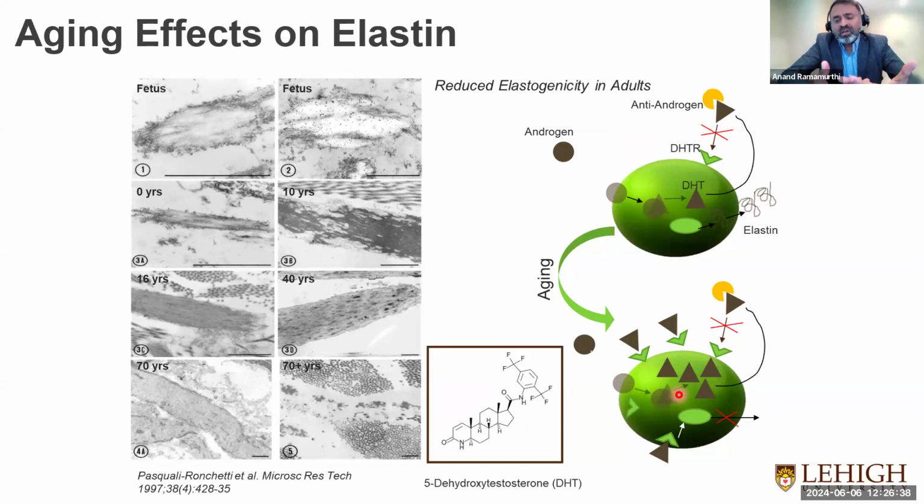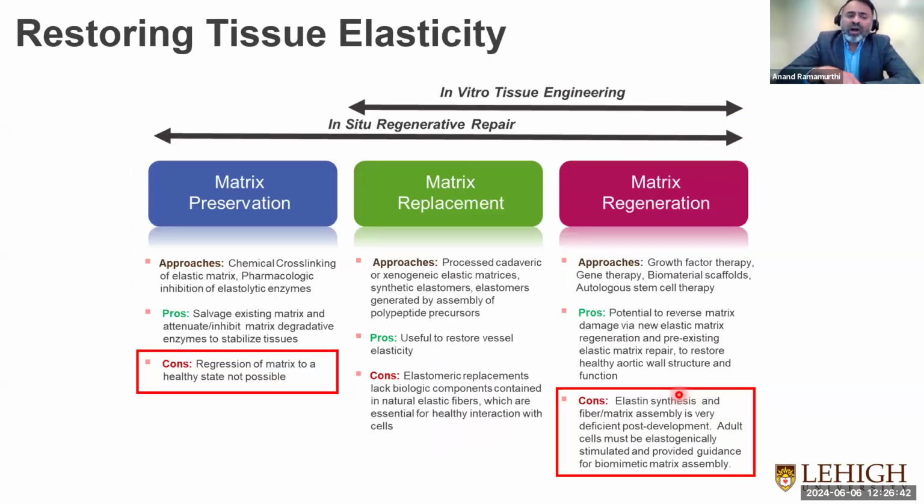And it's even worse in diseased tissues, right? So how do we restore tissue elasticity? Let's say in an aneurysm, you have breakdown of elastin in the wall. How do you replace that or restore the vessel wall elasticity? There are three major approaches. One being matrix preservation. You use some kind of drugs or agents to inhibit or block those enzymes which cause breakdown of the elastic matrix. But you will realize you can't replace what has already been lost.